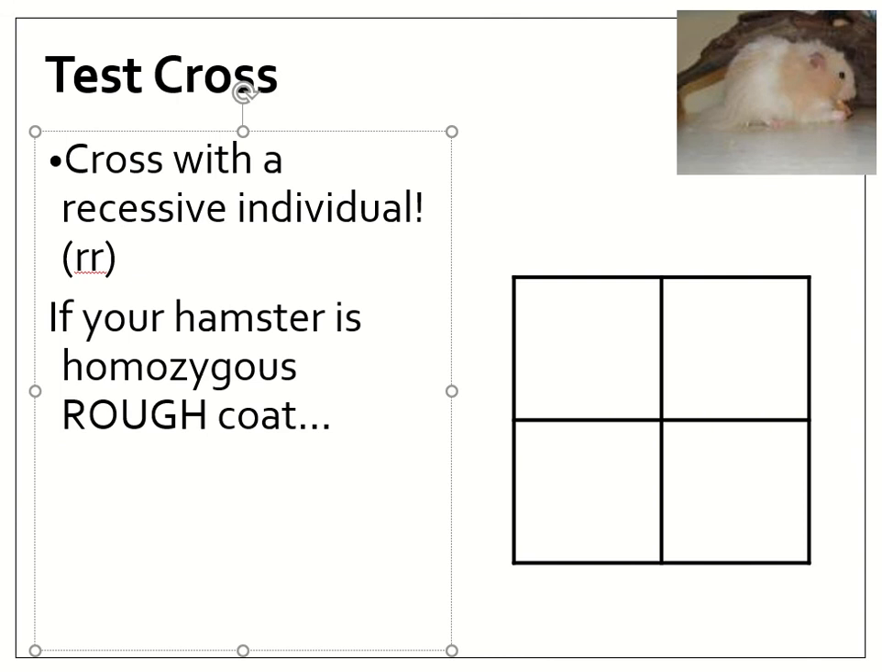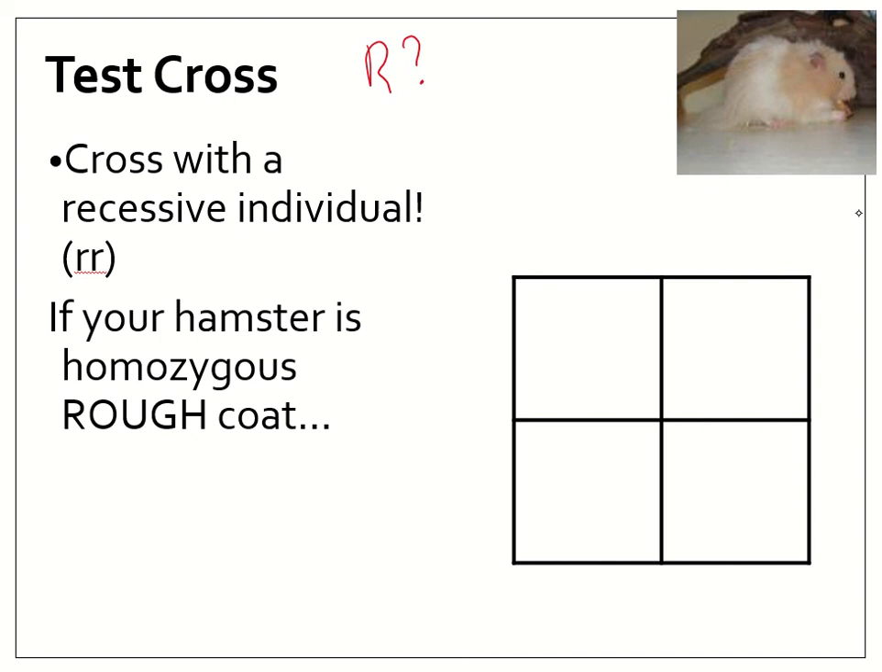So let's practice our test cross. That means that we know one parent is something. We still don't know what the second allele is, but they have one capital. We're going to cross it with a recessive parent. So I always put the recessive one on the side, just out of habit. You can put it on the top if you want. So then we know this one here, but we don't know this one here.